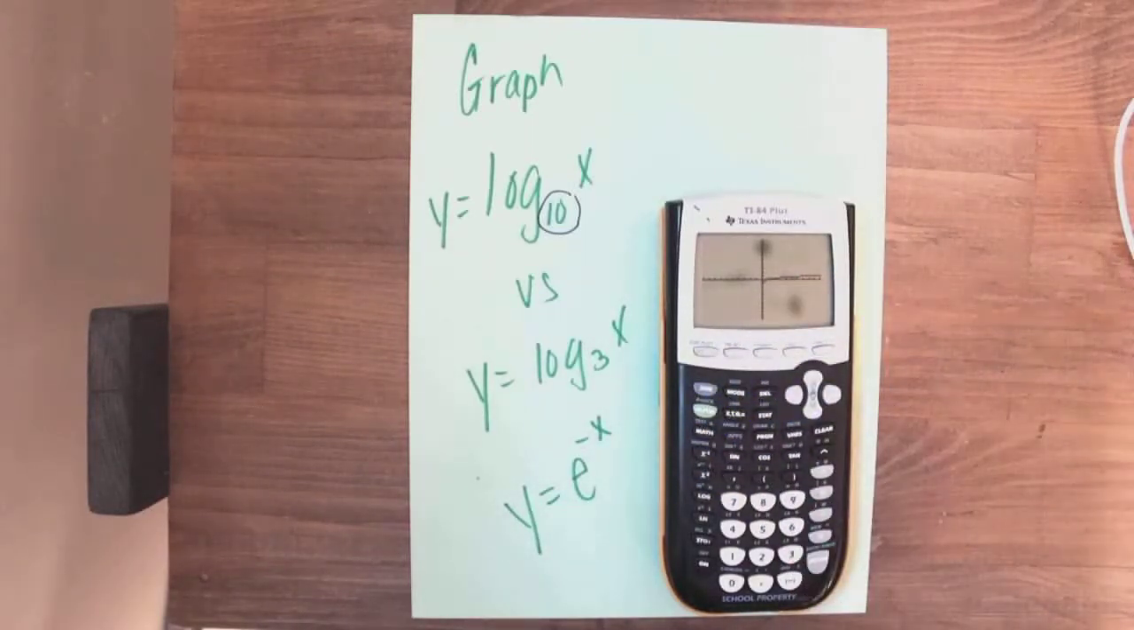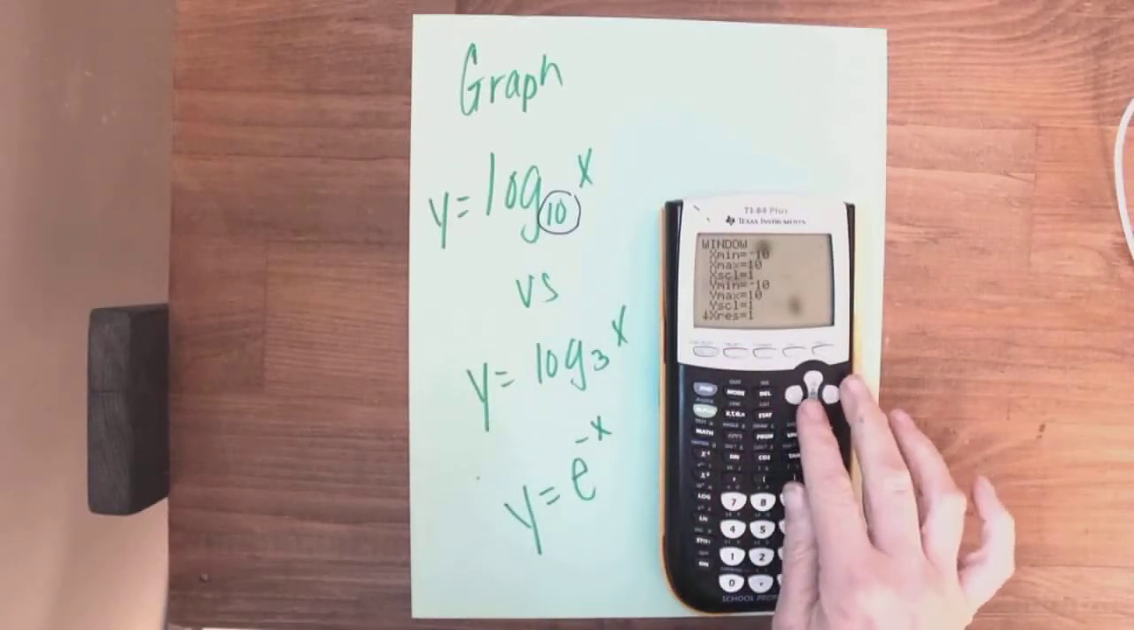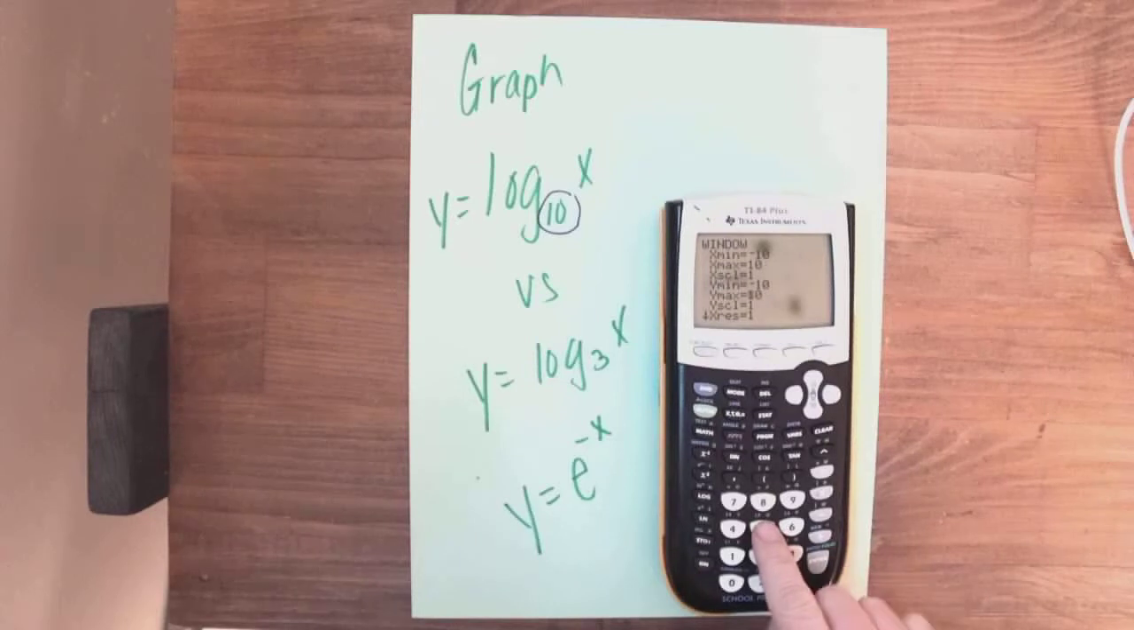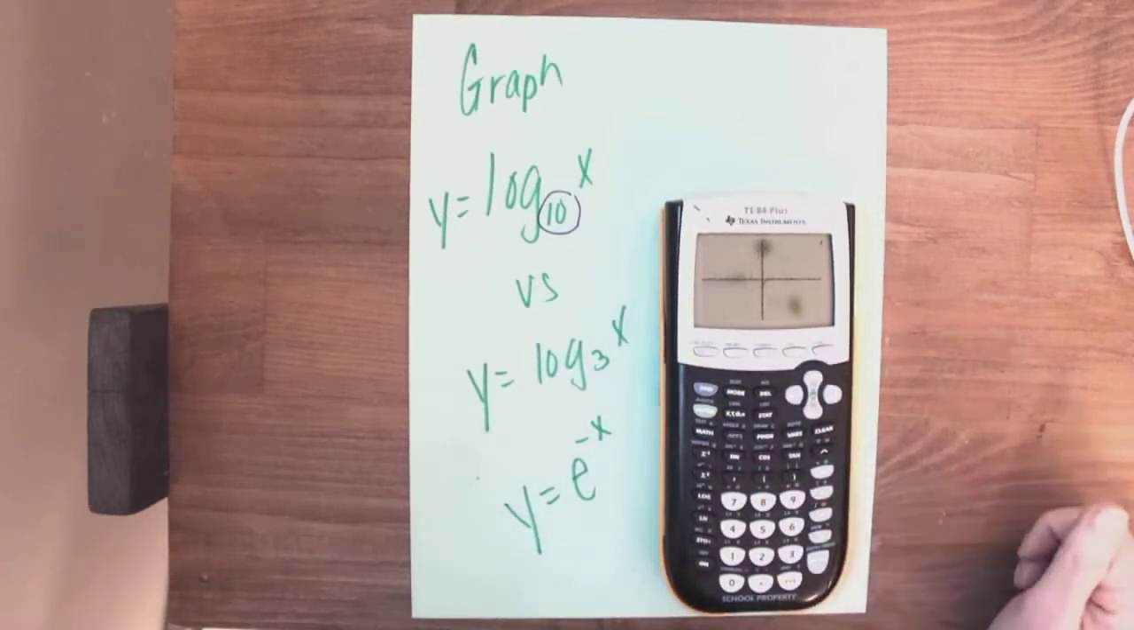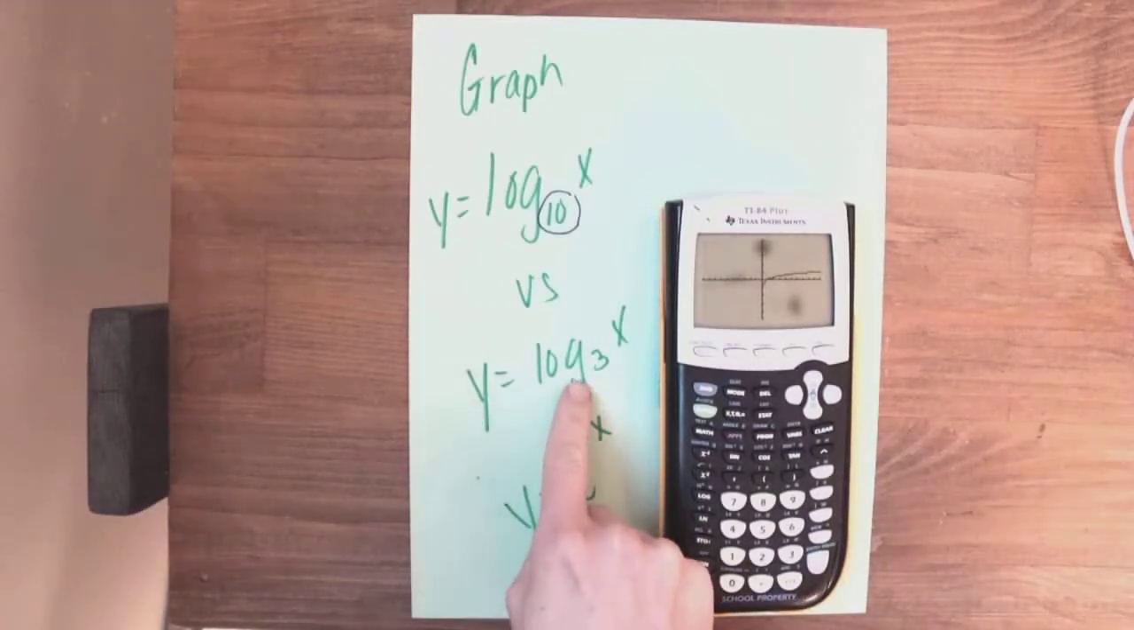If you can see here, it's awful small. I'm having a hard time seeing it. So I can always hit the window button and maybe not have it go up quite as high. Maybe have it only go up to 5 and as low as -5 and look at the graph. Looks a little better there.